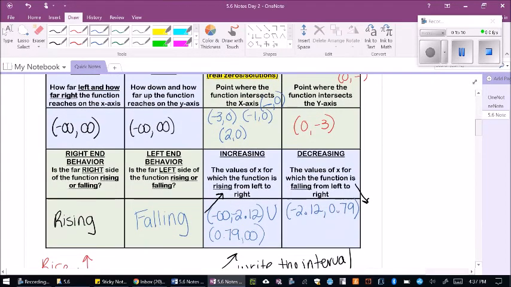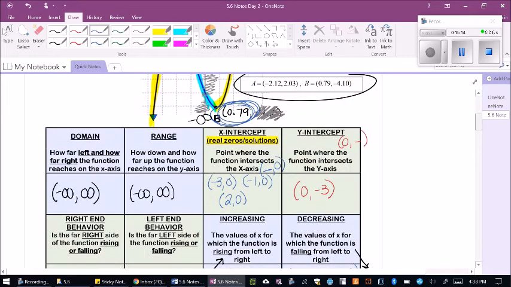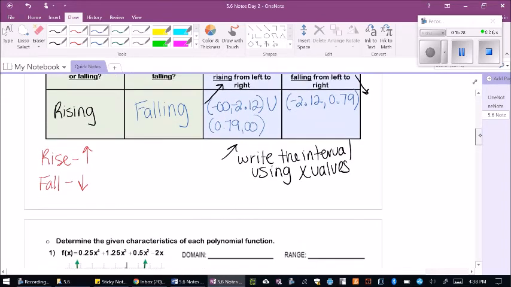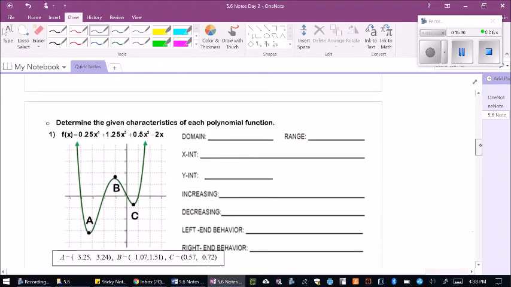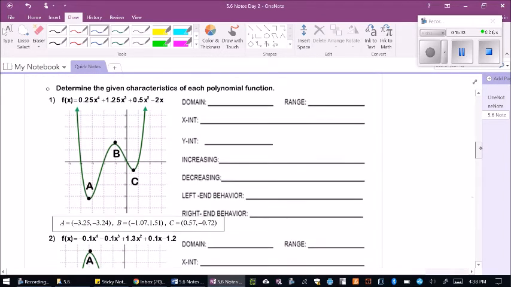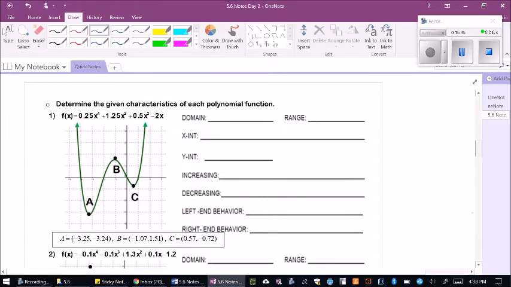So here are our characteristics of polynomials. Take a minute, pause the video, read through what we filled in this chart with, and make sure that you understand where it's coming from. Okay, so let's flip over and let's try some examples.